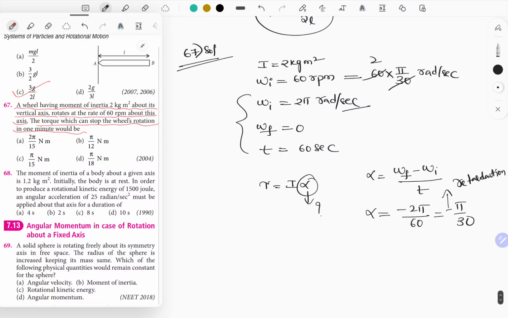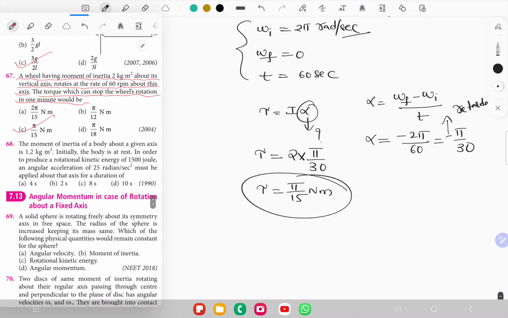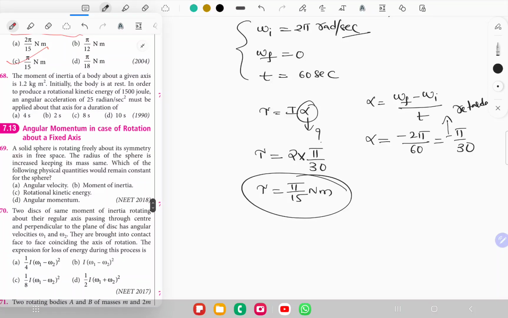So let me substitute this. Tau is equal to I, the moment of inertia, which is 2, into pi by 30. So tau is equal to pi by 15 Newton meter is the answer. Which option matches? Option C is the correct answer. Is it clear, guys? Super. Next, question number 68.